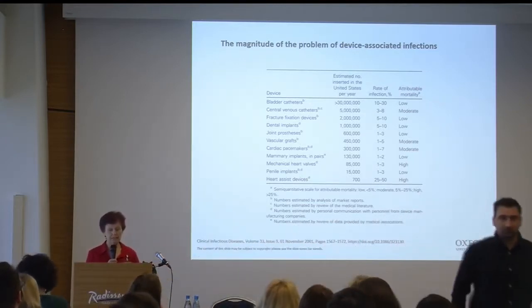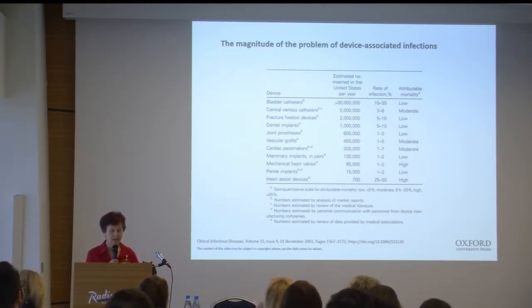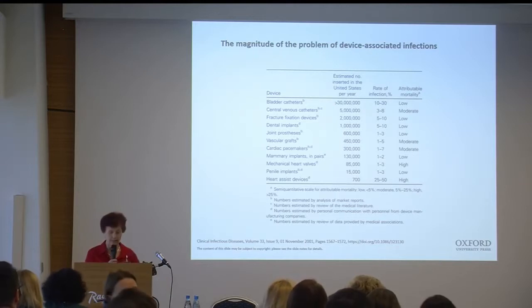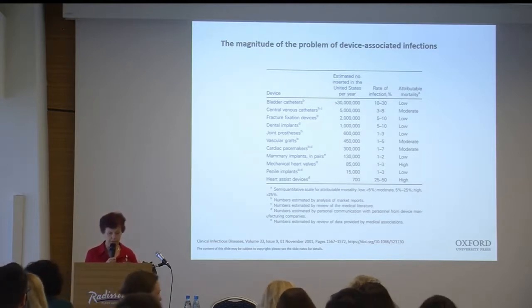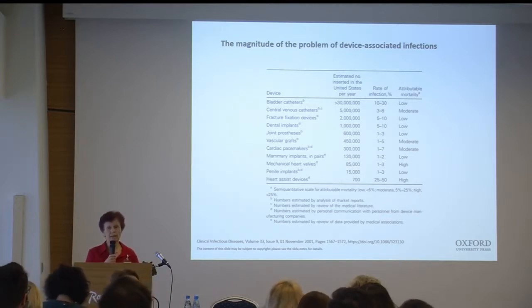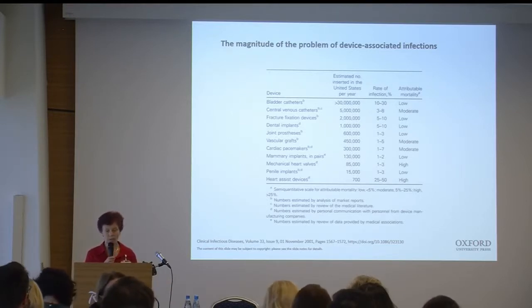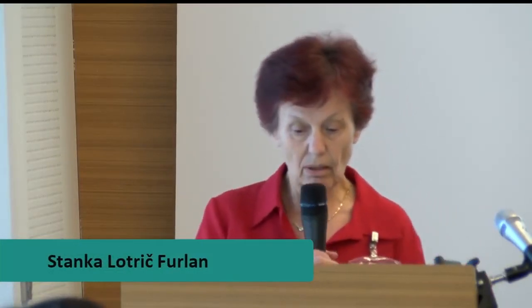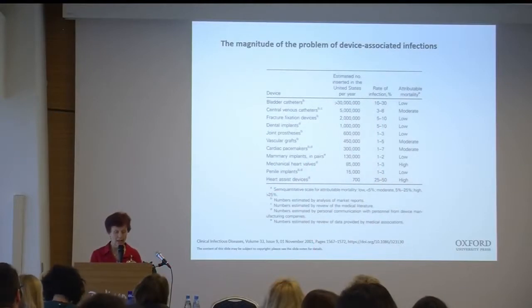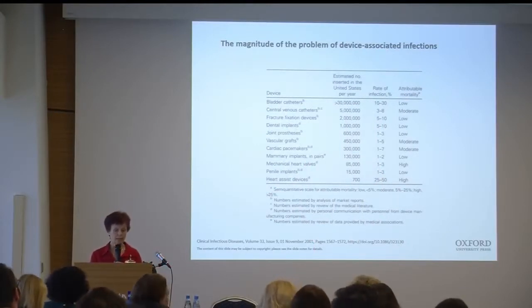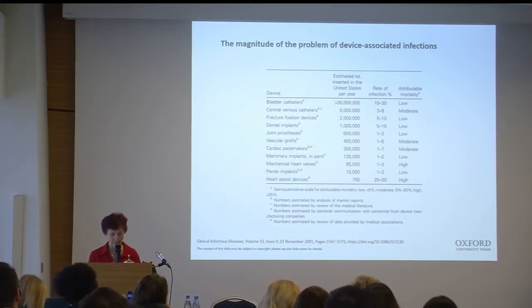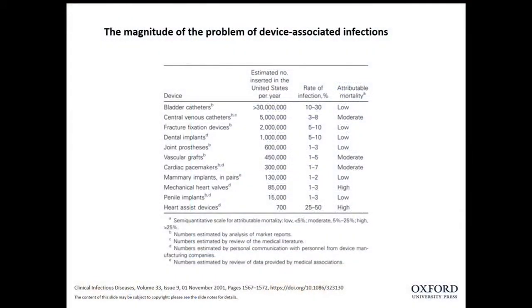On this slide, you can see the rate of infection is the highest among heart assist devices, about 25 to 50%. And infection of joint prosthesis is very important, but the rate of infection is low, about 1 to 3%. And the highest rate of mortality was found in heart assist devices, mechanical heart valves, pacemakers, vascular grafts, etc. But it seems that the rate of infection must be higher than those listed there.